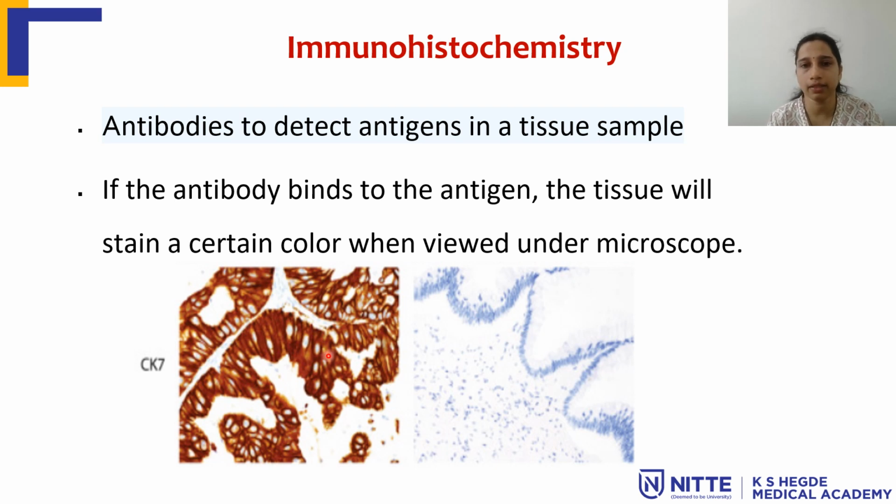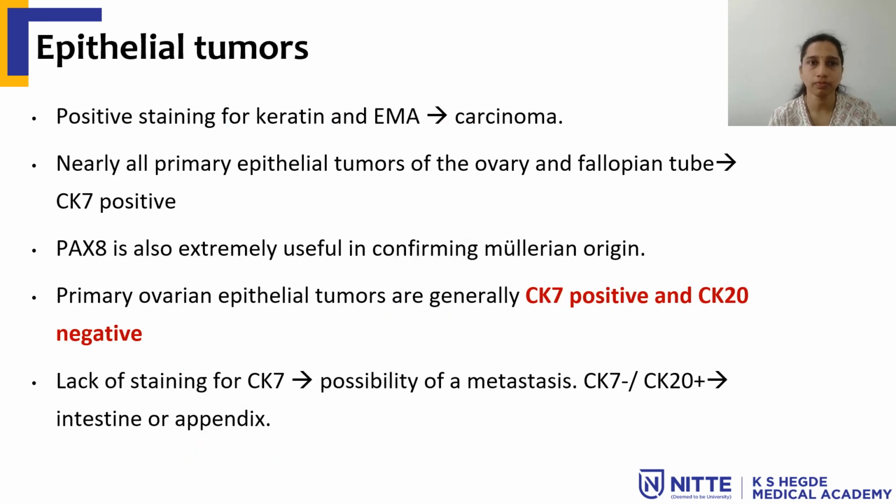So you can compare these two. This is positive, that is, the brown color has been taken by the tumor cell. So this will suggest that it is a primary ovarian tumor. Whereas this is negative. The background blue stain is hematoxylin. Here there is no brown color, which suggests that this tumor is negative. And this has taken brown color, this is positive. So that's how it is seen under the microscope.